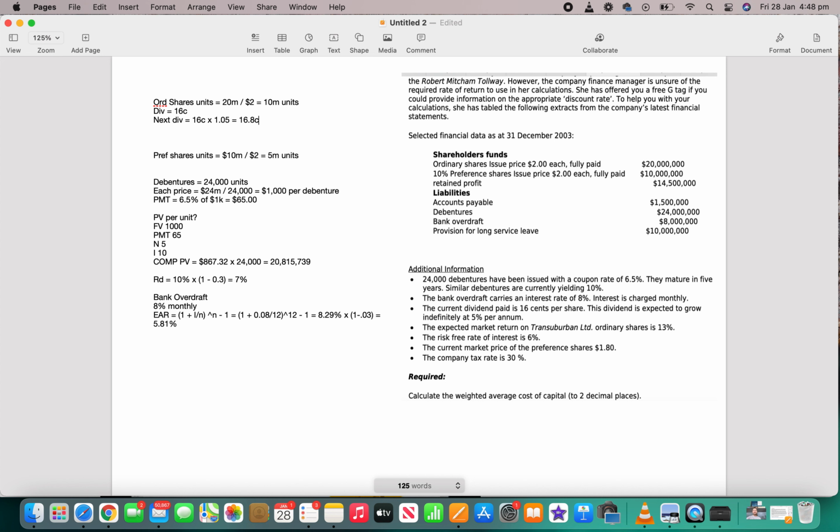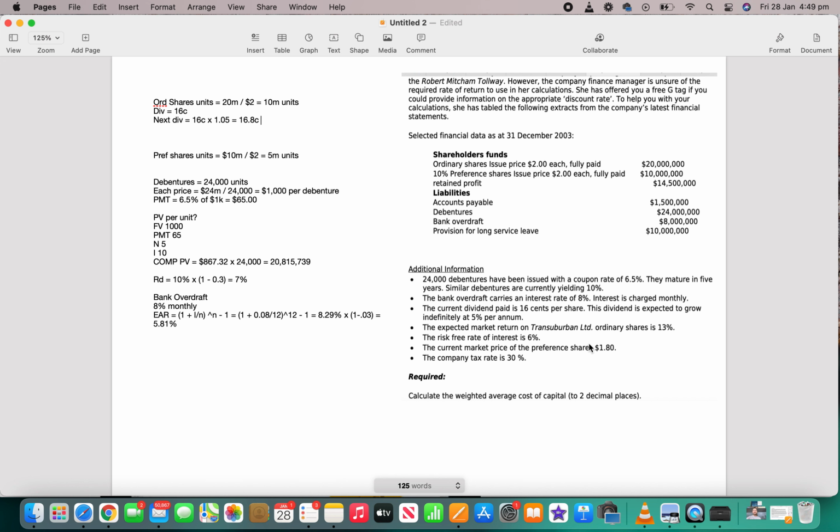16.8 cents. So that's the next dividend, so we need to do that. What we're trying to do here, which I should have said beforehand, is figure out the current market value of an individual share, because you'll notice in the additional information it's not given to us. If we read a bit further down, it's giving us the market price of the preference shares, but nothing to do with the ordinary shares. So we actually have to calculate that.